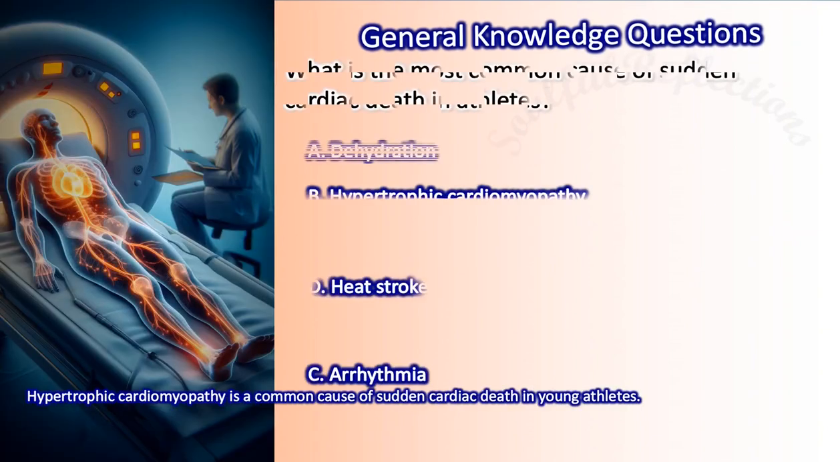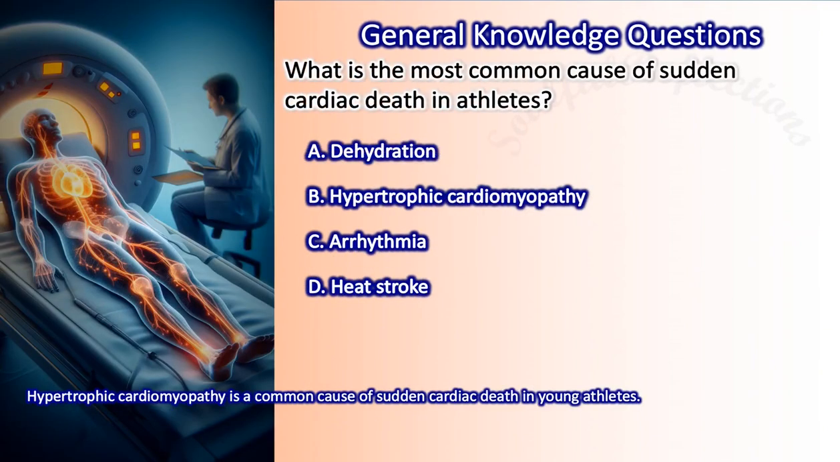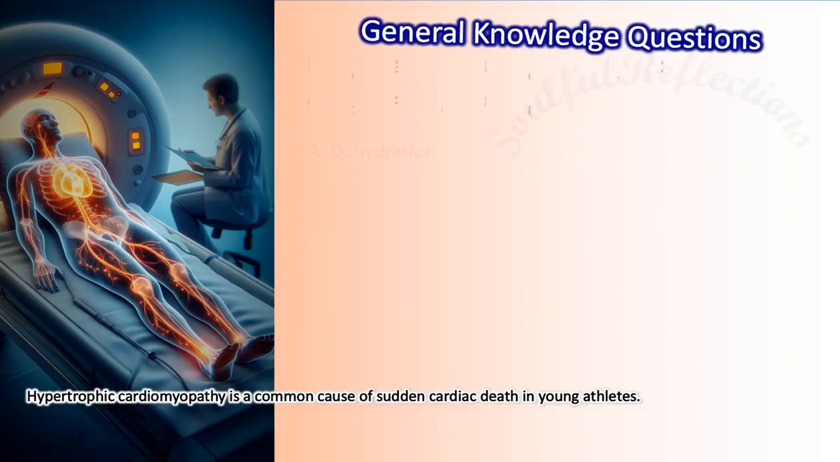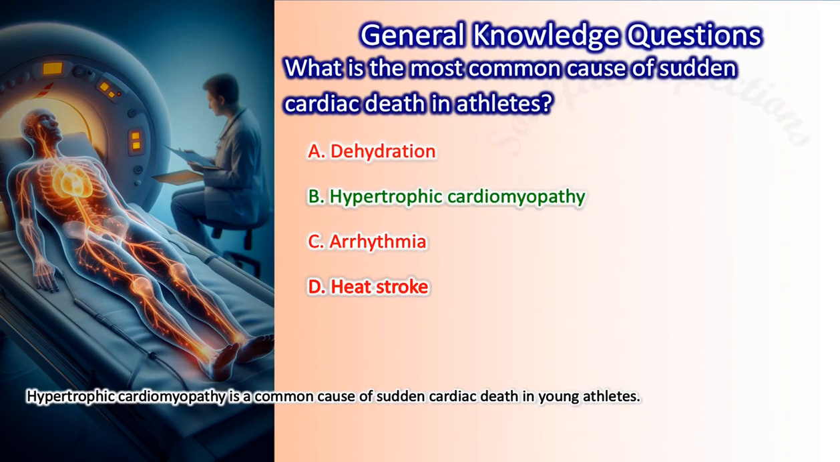What is the most common cause of sudden cardiac death in athletes? Option 1, dehydration. Option 2, hypertrophic cardiomyopathy. Option 3, arrhythmia. Option 4, heat stroke. The answer is, option 2, hypertrophic cardiomyopathy.